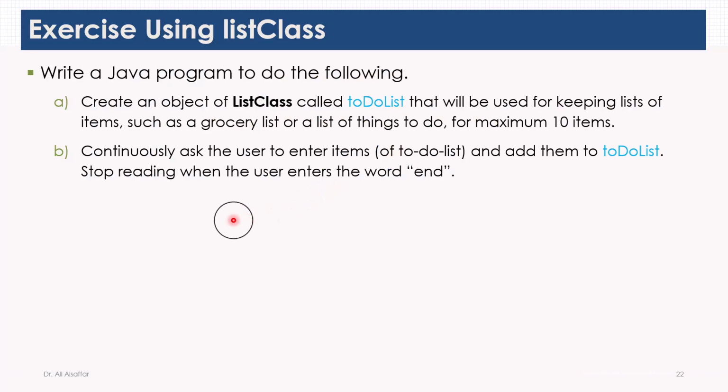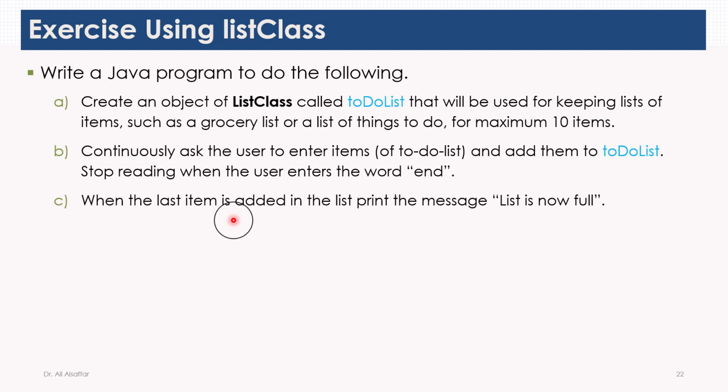As you have seen, when the list became full, no message was printed on the screen. So what is required now in part C? It says when the last item is added to the list, print the message list is now full. So that means when the last element is added to the list, we need a message to be printed on the screen before exiting the loop. Let us see how we can implement this in our program.